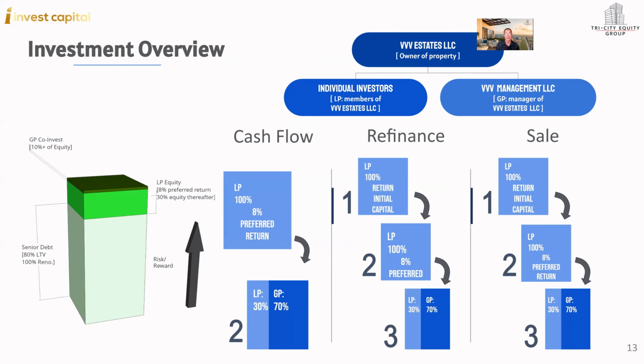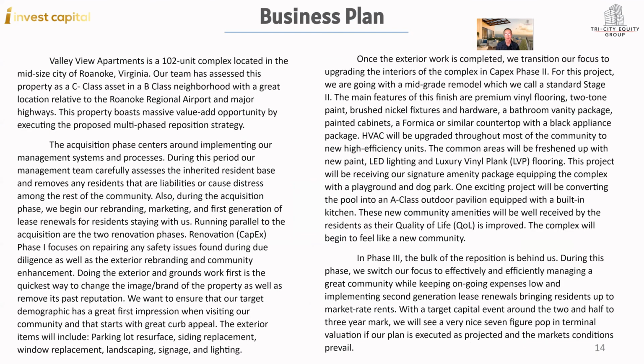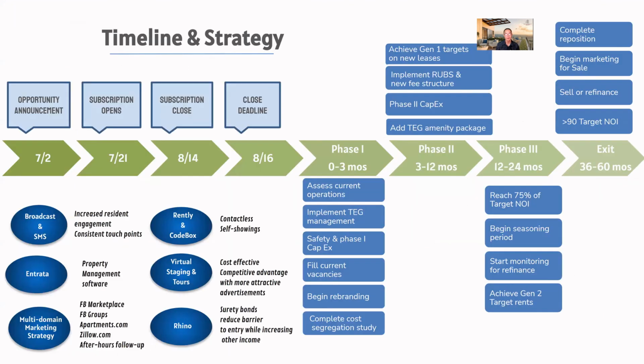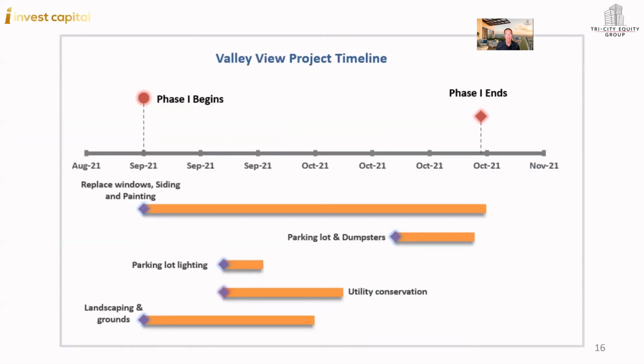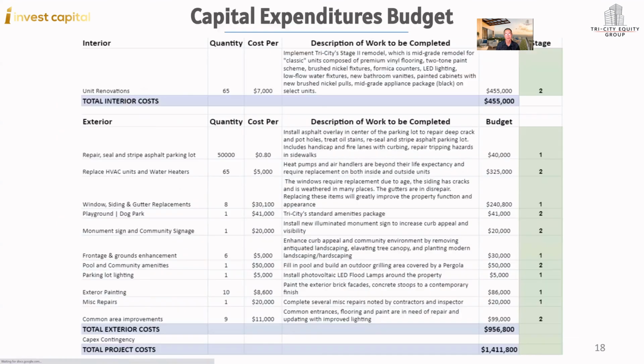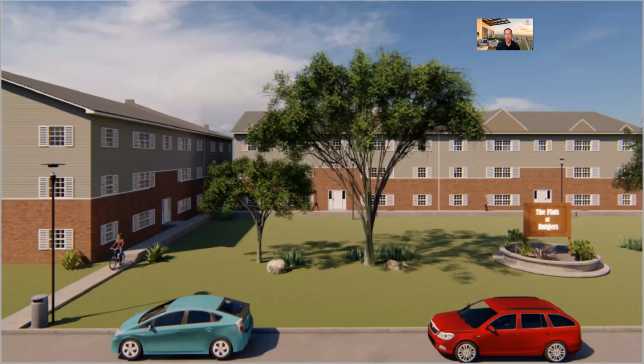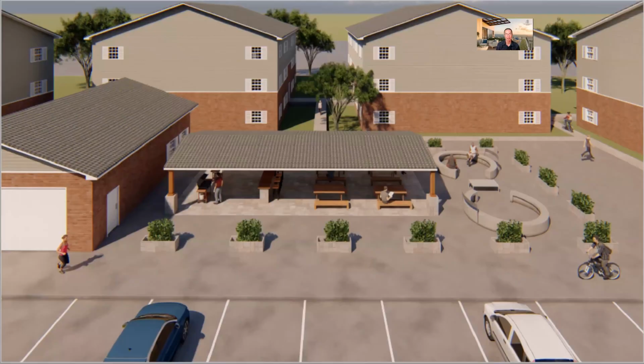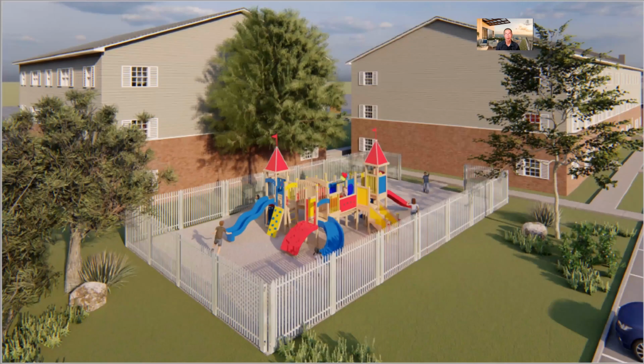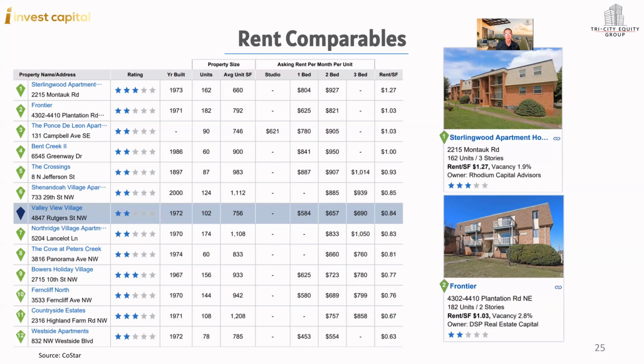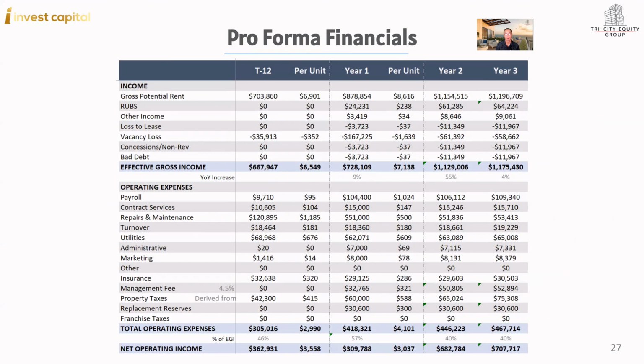And then we have the capital stack, the legal structure, and the waterfall, and a business plan. And here's a timeline of that business plan. A Gantt chart to show how we're going to execute the CapEx projects, CapEx budget, some renderings of what the property is going to look like after we're done with all the renovations and upgrades. Some rent comps, sales comps, and pro forma financials to showcase where we're at now and where we project to be in the future after stabilization.